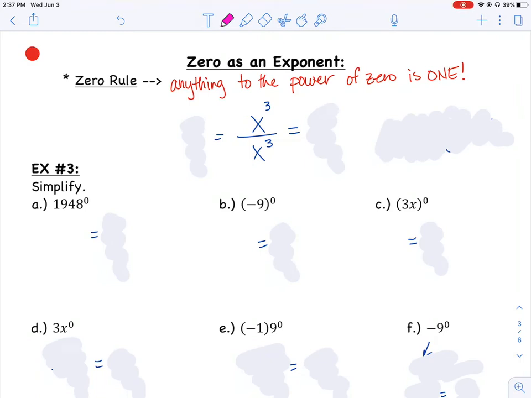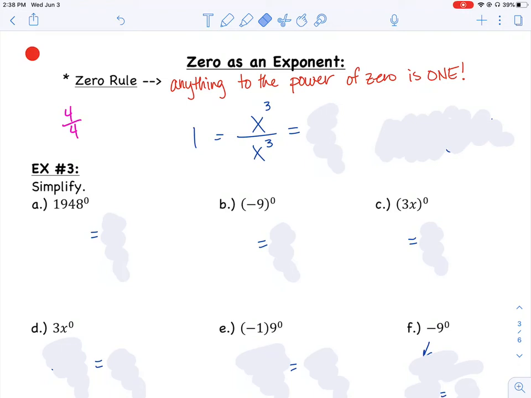So look at this example here. If I have x cubed divided by x cubed, what we've seen in the past in other math classes, if I have 4 divided by 4, isn't that 1? 7 divided by 7 is 1. And so x cubed divided by x cubed, really, shouldn't that just be 1?